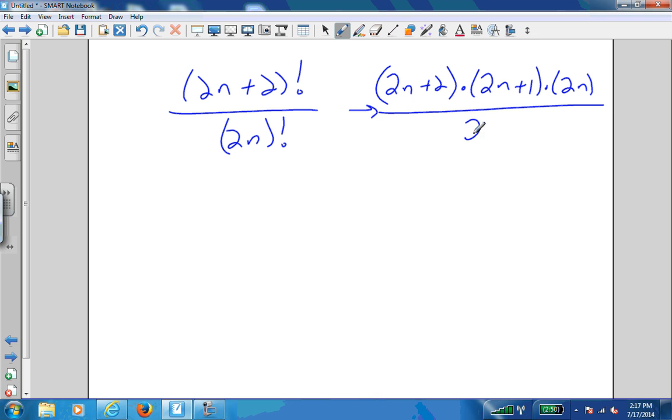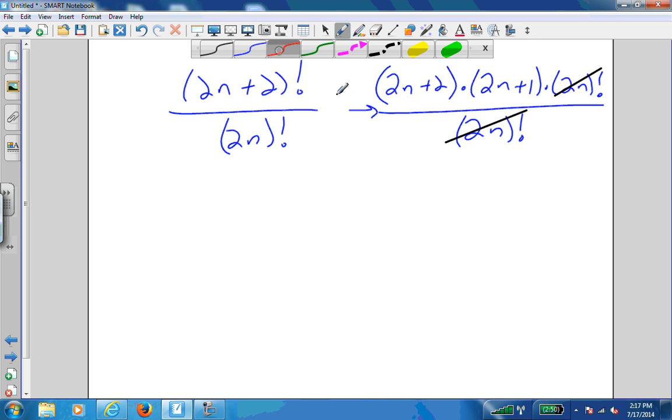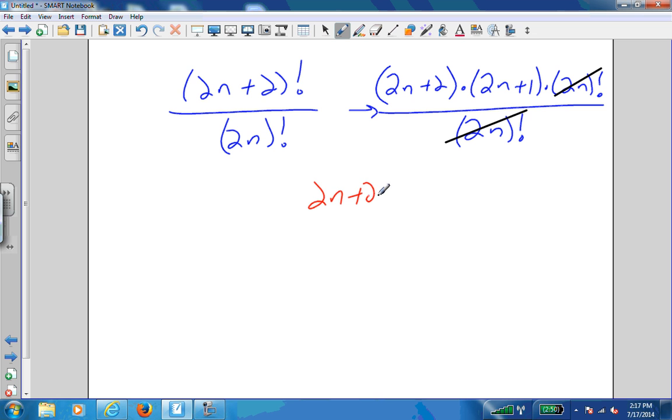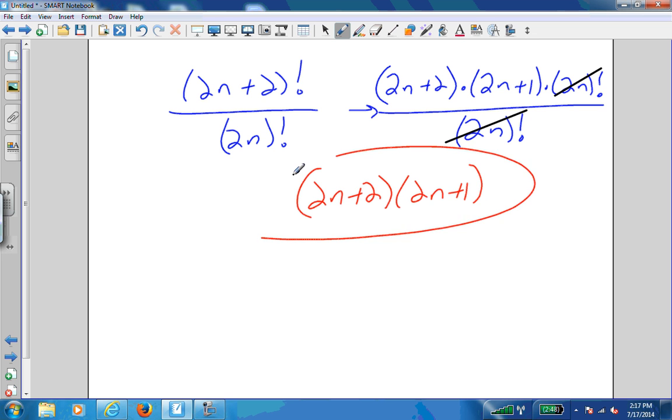And notice the numerator and denominator will have from 2n on down the same. So instead of writing any more terms, from 2n on down is 2n factorial. So those cancel and those cancel. So that's 2n plus 2 times 2n plus 1. So that's an expression that actually doesn't have factorials in the final answer. That is a simplification of this.